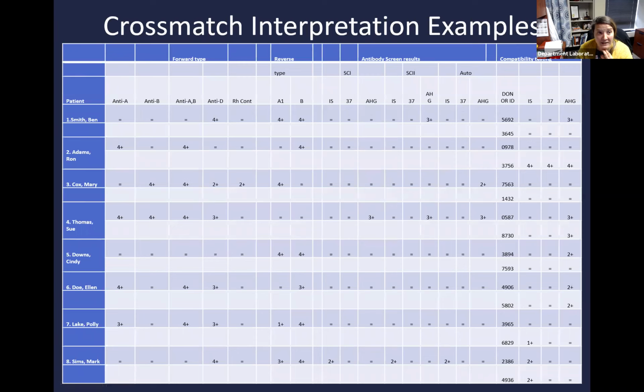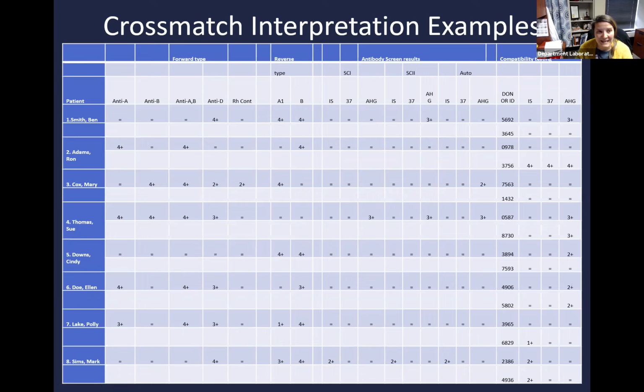I'm thinking this patient has a positive DAT, all right? So remember, because we have this reaction at AHG, that 2+ reaction, probably this patient has a positive DAT, but notice the cross matches are compatible, right? So that's something to note.